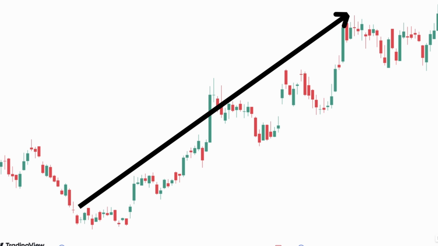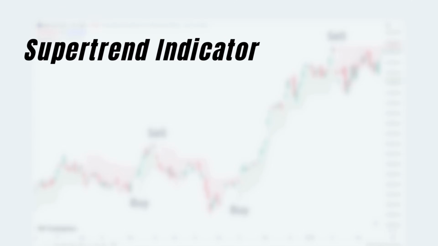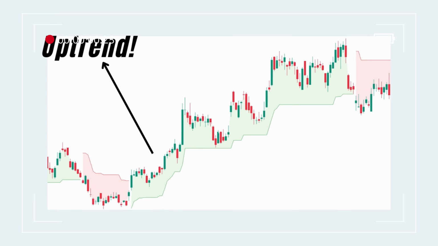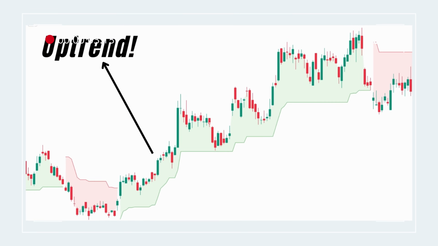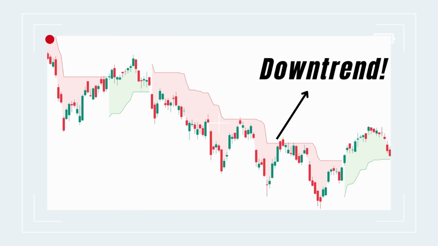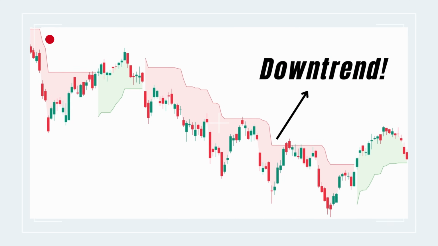Do you know the simplest way to identify a trend? It is using the Supertrend indicator. If the Supertrend indicator is showing a green color, then the price is in an uptrend. If the same Supertrend indicator is showing a red color, then the price is in a downtrend. Very easy and simple to understand, right?